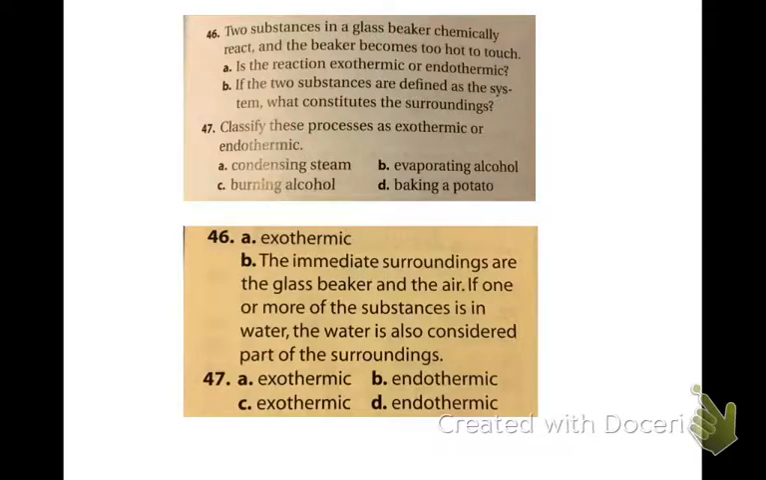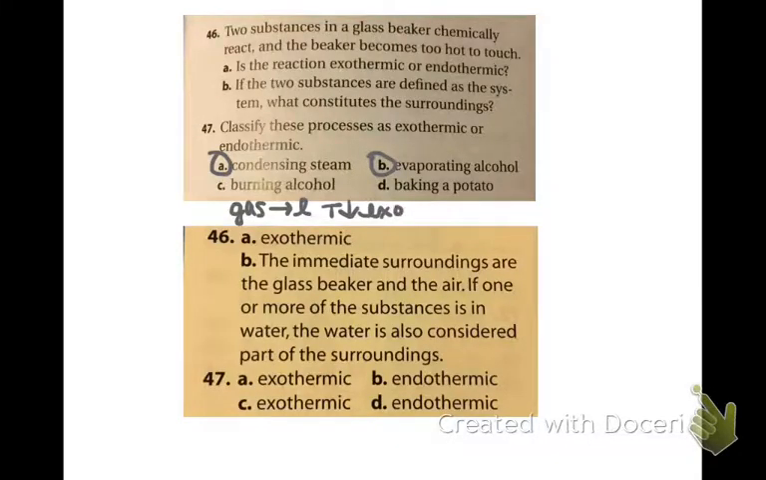And then in 47, I would like to kind of focus in on the condensing and the evaporating. Those are phase changes, and when we're condensing, that means we are going from a gas to a liquid. And when we go from a gas to a liquid, that means the temperature is decreasing. That means I'm giving off heat. It's releasing heat to go back to a liquid. So A would be exo, and that's why A is exo.